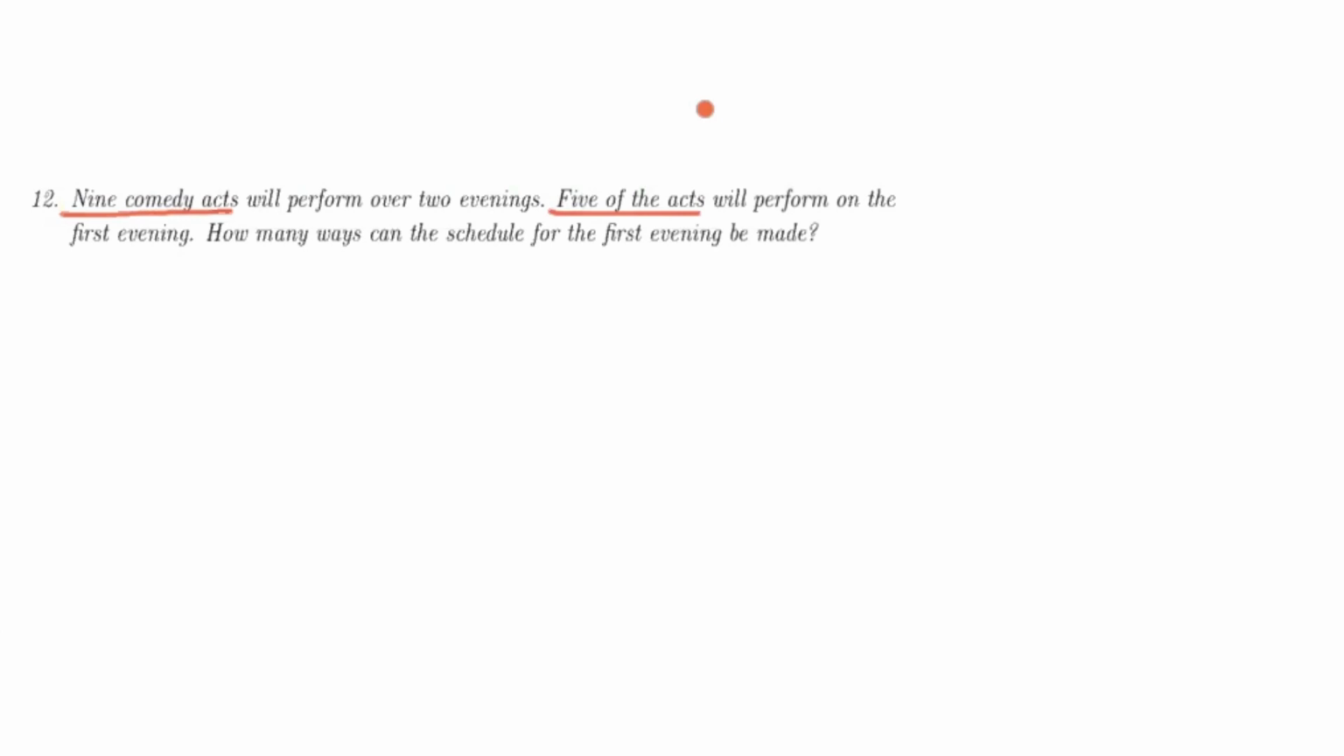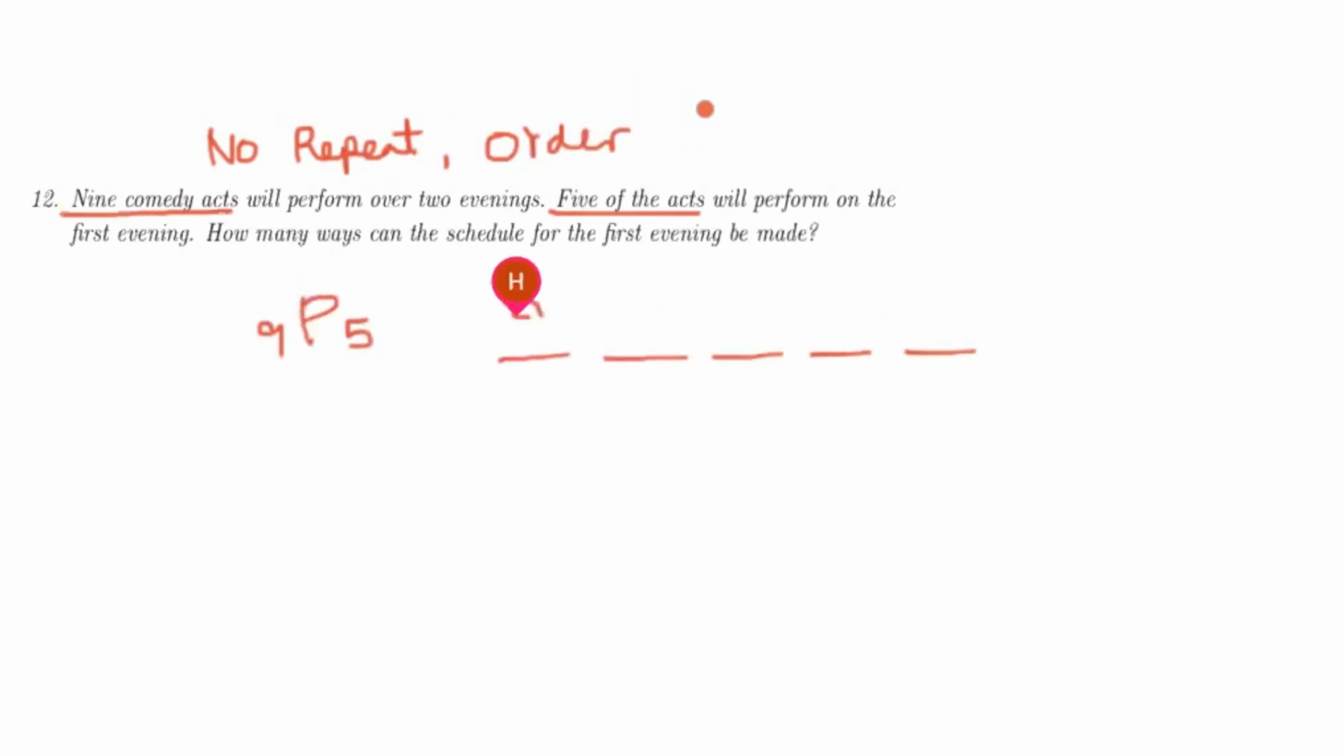Okay, so 9 comedies, we choose 5, no repetition. Programming, performance, so order matters. Okay, permutation. So 9 permutation 5. We just say 9, 8, 7, 6, 5. This is one way to do it. Or you can say 9 permutation 5, that's another way to do it. Then you have a calculator to compute. 9 permutation 5 is 15120. That's how you compute this.